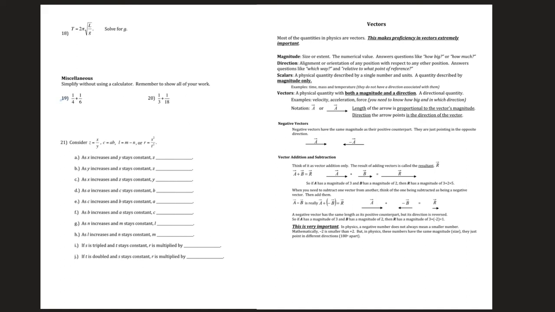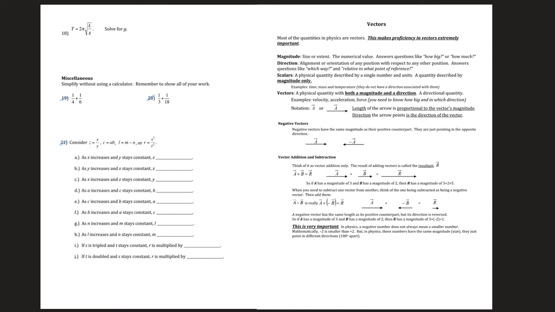Number 18 is the last part of the algebra rearranging. Numbers 19 and 20 we are not going to go through. Hopefully you know how to add fractions without using a calculator. It's okay if you don't remember, but take some time, relearn that skill. We're going to jump to number 21.